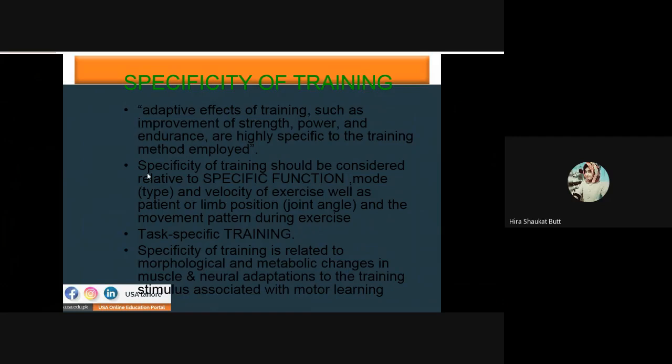And then there comes the specificity of training. This is defined as the adaptive effects of training, such as improvement of strength, power, and endurance. They are highly specific to the training method employed. So, specificity of training should be considered relative to specific function, mode, and velocity of exercise, as well as the patient or limb position and the movement pattern during exercise. And you can also talk here about task-specific training. The specificity of training is related to the morphological and metabolic changes in muscle and neural adaptations to the training stimulus associated with motor learning. Right?